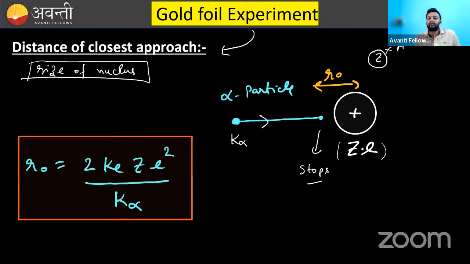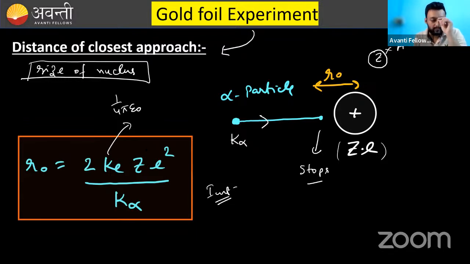And what is the formula for this R naught? You need to remember it. This is an important relation. What is it? 2 ke Z E square over K alpha. What is ke? ke is the electrostatic constant, which is 1 upon 4 pi epsilon naught. K alpha is the kinetic energy of the alpha particle. Z is the atomic number, or you can say the number of protons in the nucleus. E is the charge of one proton. So this is the distance of closest approach.